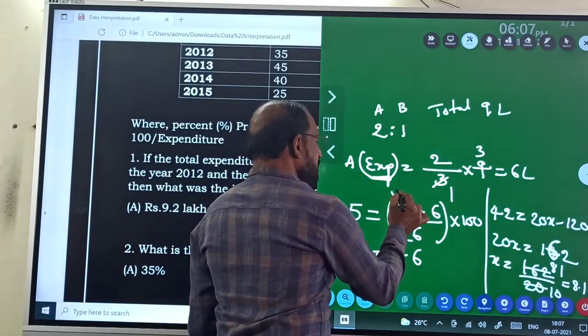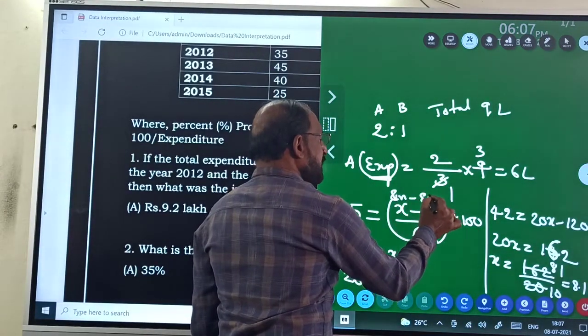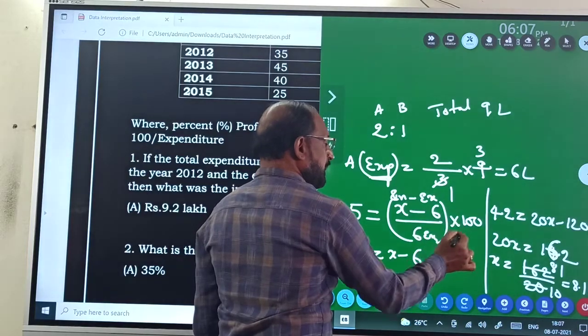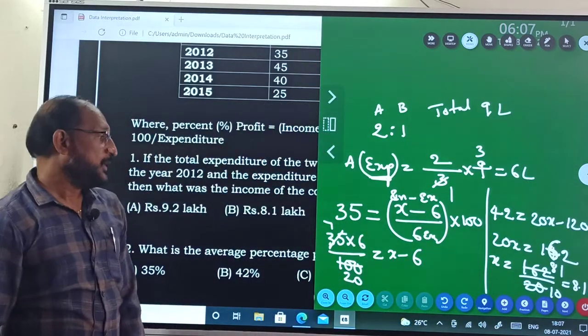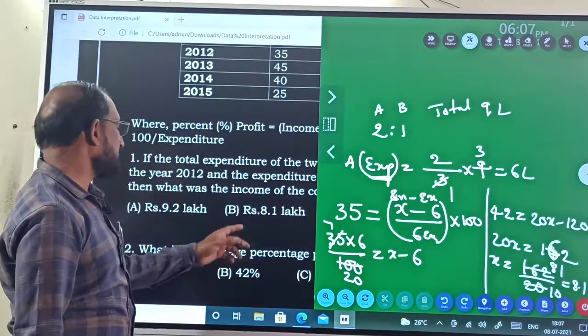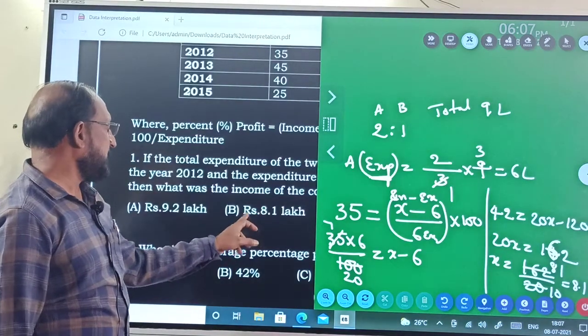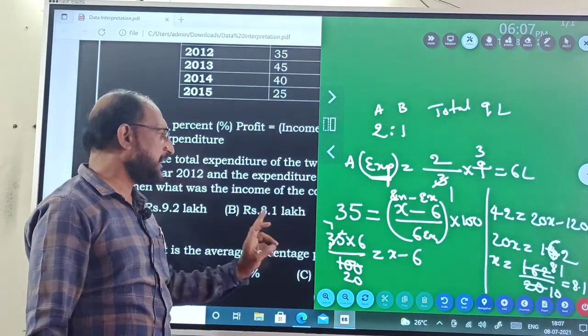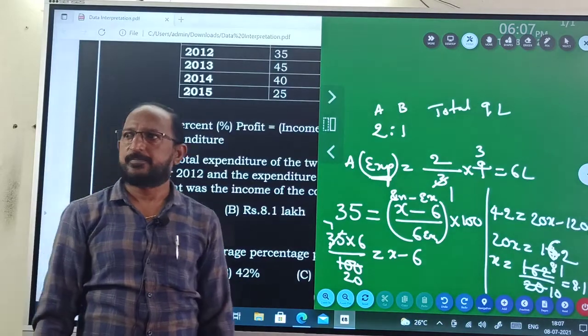X means the income. Now, according to that, which one is the answer? B is the answer. 8.1 lakh is the answer.